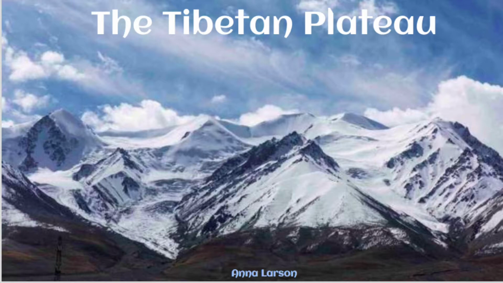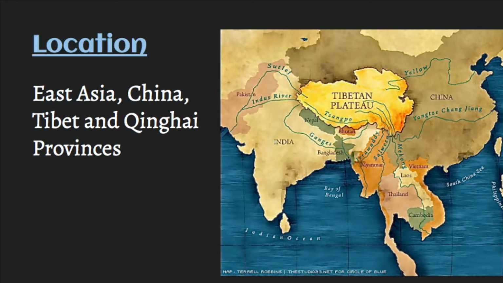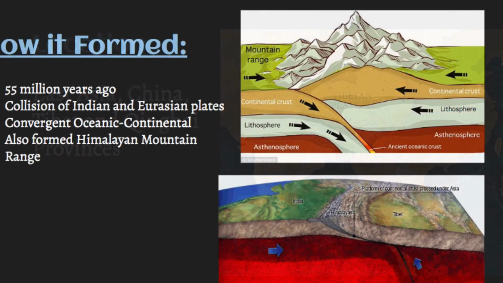My name is Anna Larson, and my virtual field trip is on the Tibetan Plateau. This plateau is located in Tibet and Qinghai provinces in China, and as you can see, it makes up about a third of the country's area. This plateau formed about 55 million years ago, a product of two tectonic plates colliding, which also formed the Himalayan mountain range, but the plateau remained fairly flat since the crust uplifted without crumbling or wrinkling.